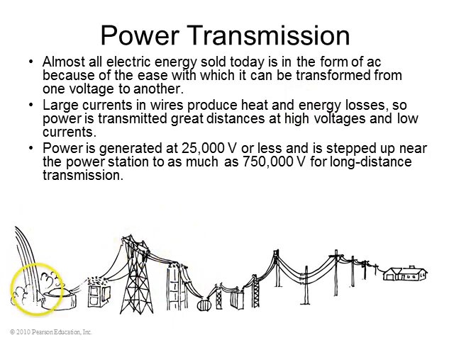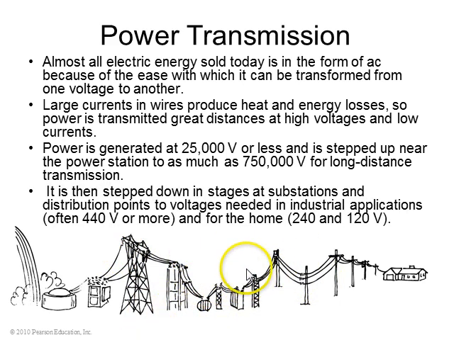So normally here might be Niagara Falls producing power at maybe 25,000 volts. You can use step-up transformers to transform this up to like 750,000 volts for long distance transmission to Toronto, and then you step down that voltage again to 440, 240, or even 120 volts to distribute it to houses where it will be more safe.